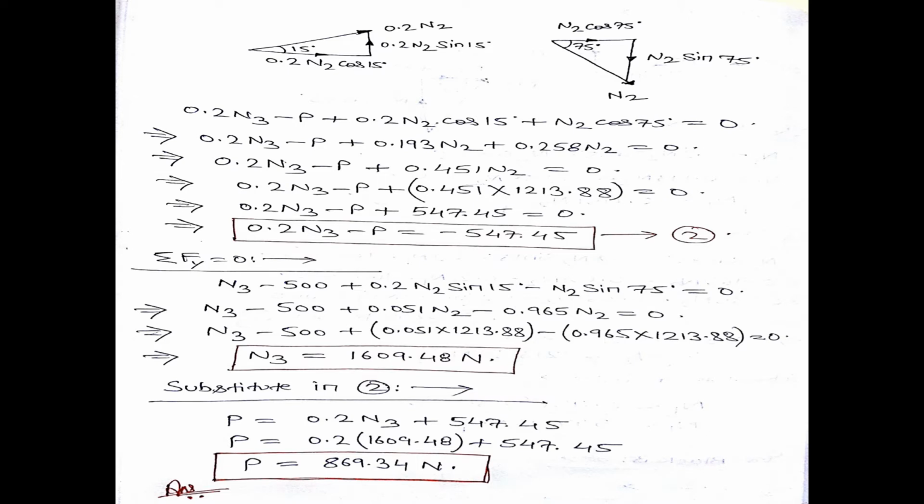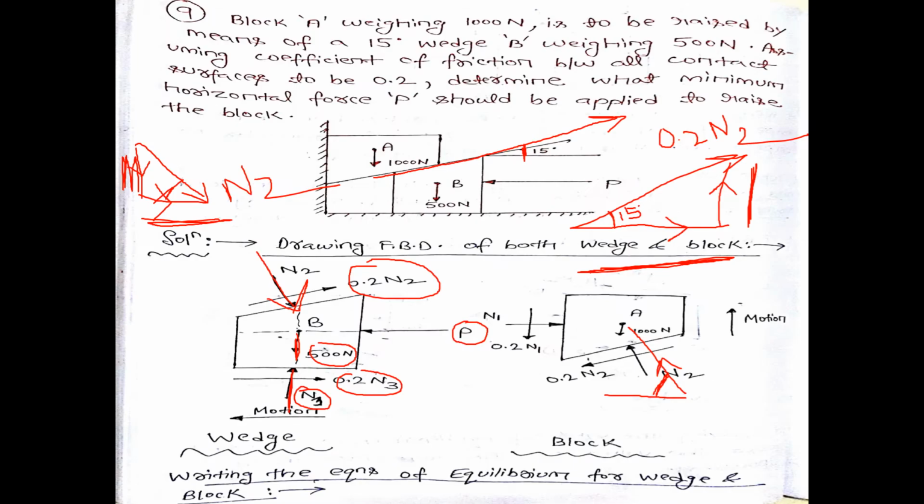And once you know the value of N3, substitute the value of N3 in the second equation, you will get the value of force P, and that force P is coming out to be 869.34 Newton. That means if you apply a force of 869.34 Newton, then this wedge will move along negative x-axis and this block A will rise along positive y-axis. So this is the complete solution of the problem. Any doubt?